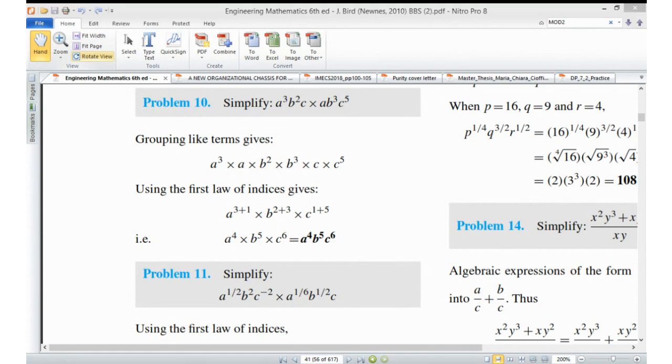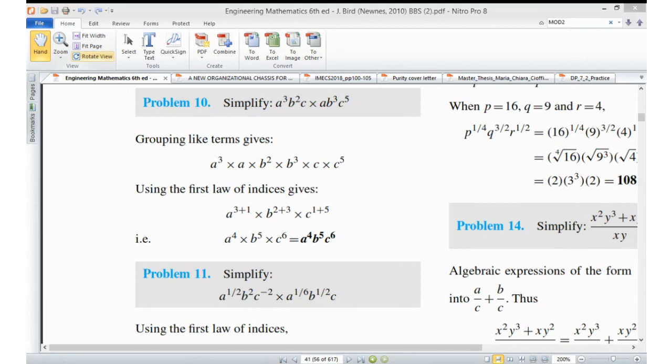Then I can put them together. This is going to be my final answer because these are not like terms. So I can no longer simplify that equation any further.